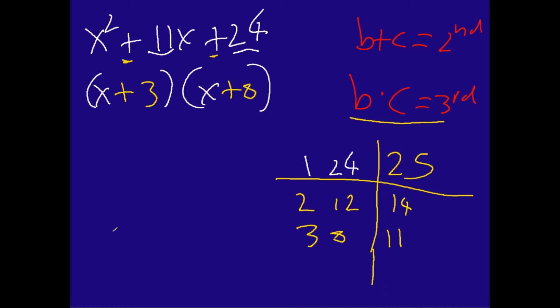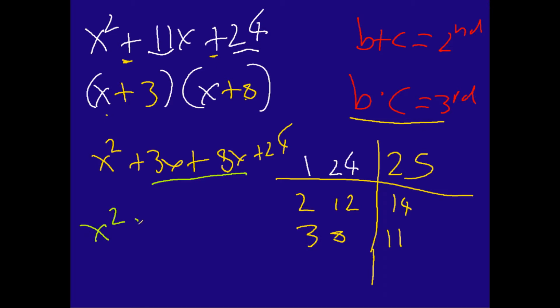Now in case you're curious, does this really work? Well, let's take a look at it. x times x is going to be x squared. Then I have a 3x because I do 3 times x. Then I have an 8x because I do 8 times x here. And then I do 3 times 8, which is going to be 24. And if I combine like terms right here, I get x squared plus 11x plus 24, which is just like the original trinomial that we have. Very, very simple. Not that complicated.